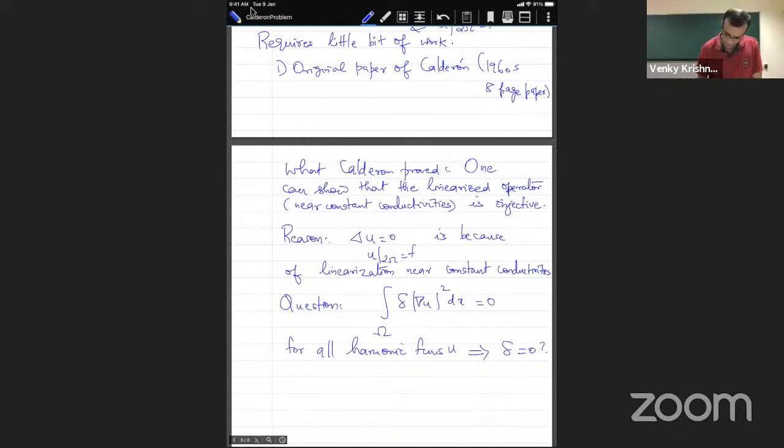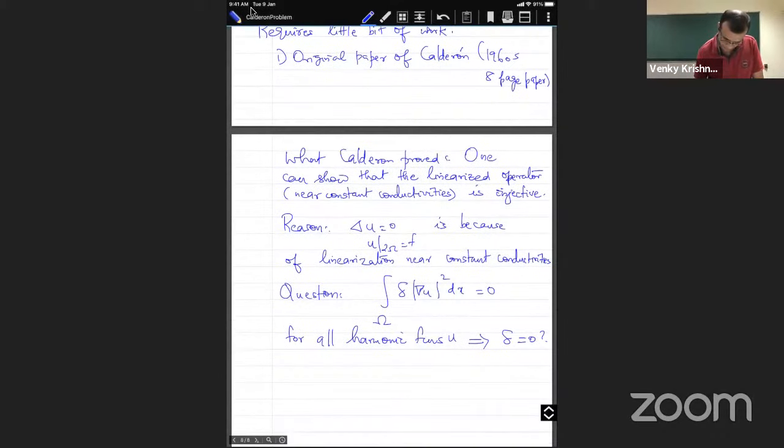Okay, so what Calderon showed is that this answer is yes. The integral of delta grad u squared dx equal to 0 for all harmonic functions implies that delta is equal to 0. So now what is the construction? Let me just do this construction, and then we will go to the nonlinear problem in the second half.